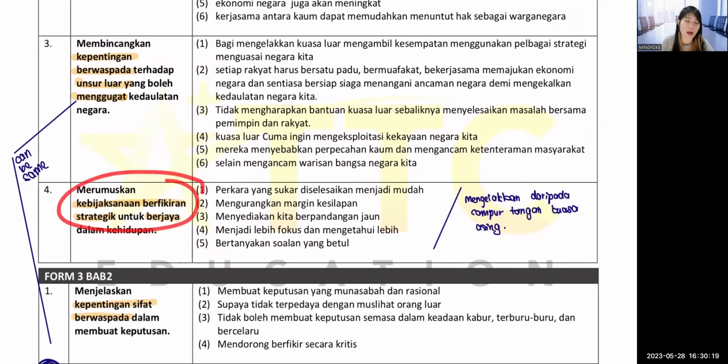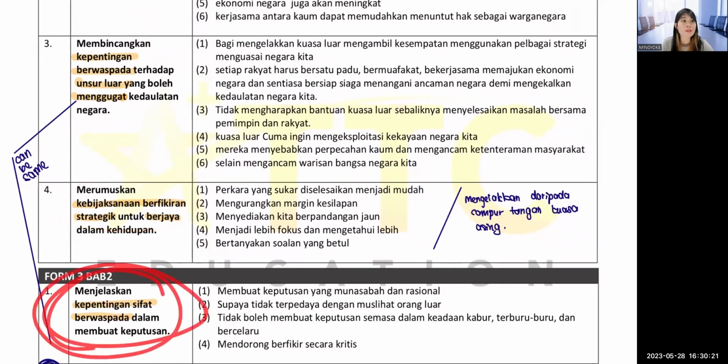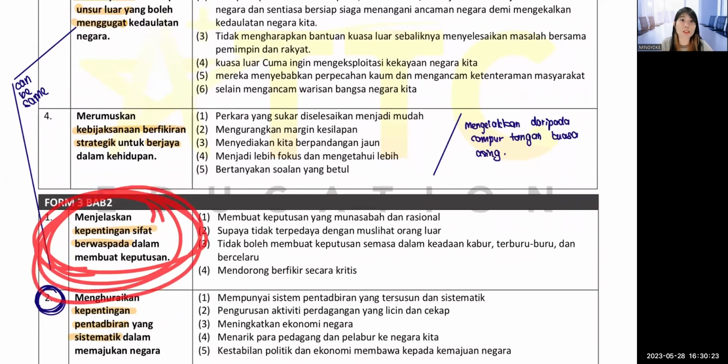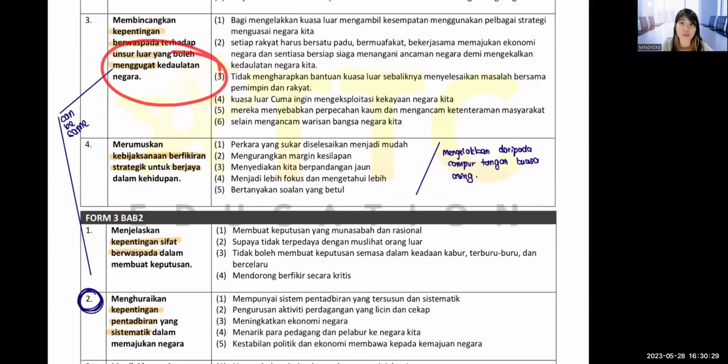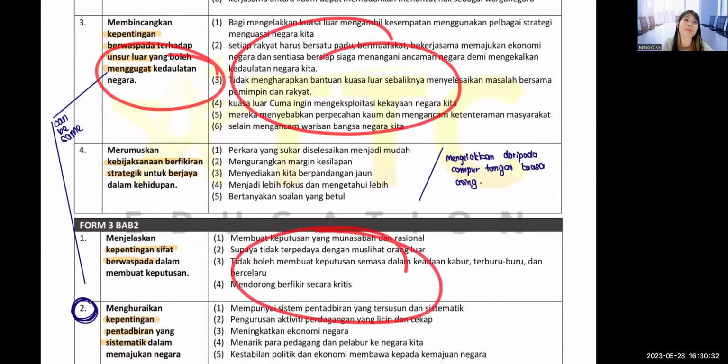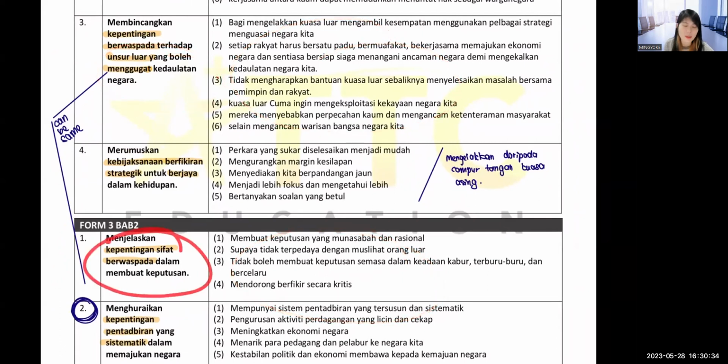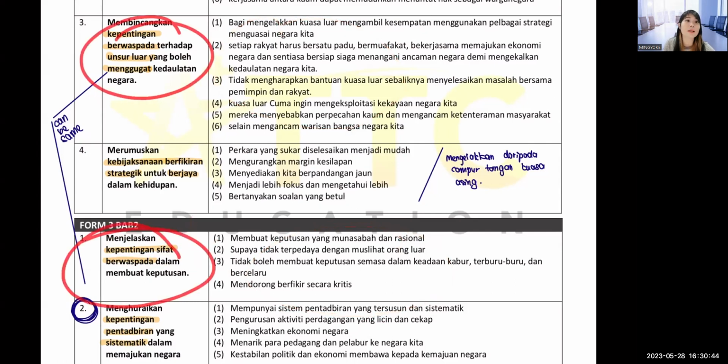Or for question form 3 chapter 2, the soalan K-BAT question 1 can also have the same answer. The question may be different, but the answer can be the same. This is talking about the importance of being careful. You can put this answer for these 2 particular soalan. Importance of careful.